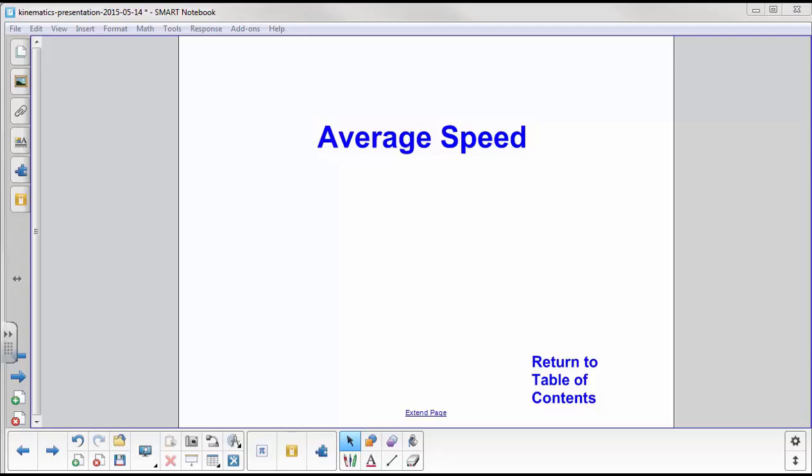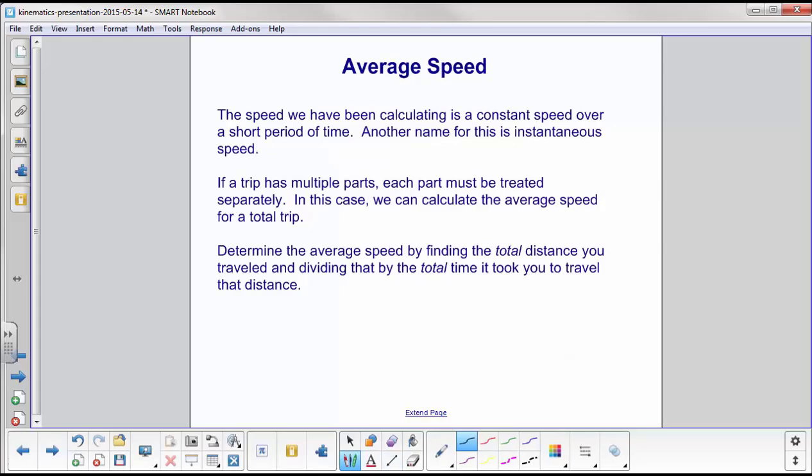We've defined distance and time and speed. The speed we've been calculating is a constant speed over a short period of time. Another name for that is called instantaneous speed. Now, what if you have a trip with multiple parts? We're going to have to treat each part separately.